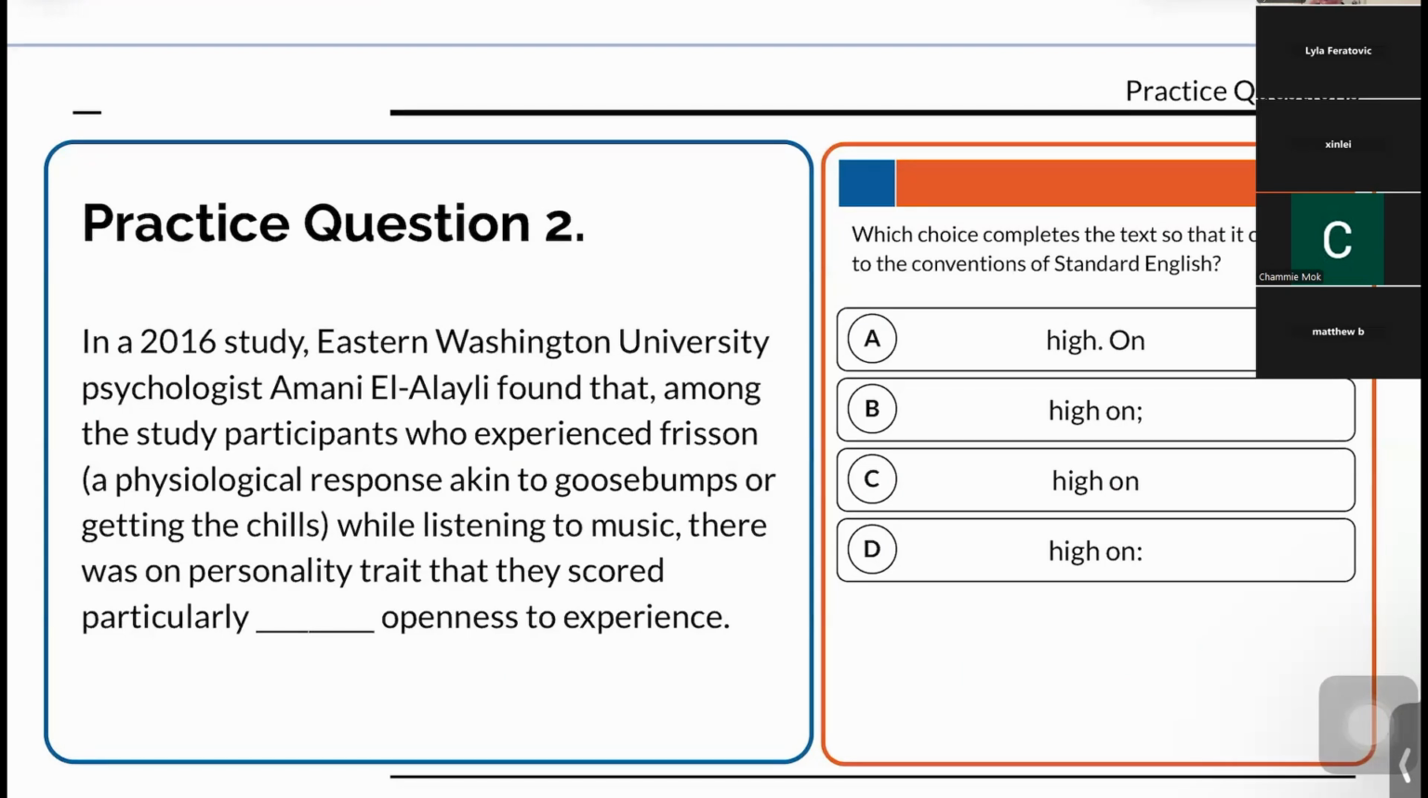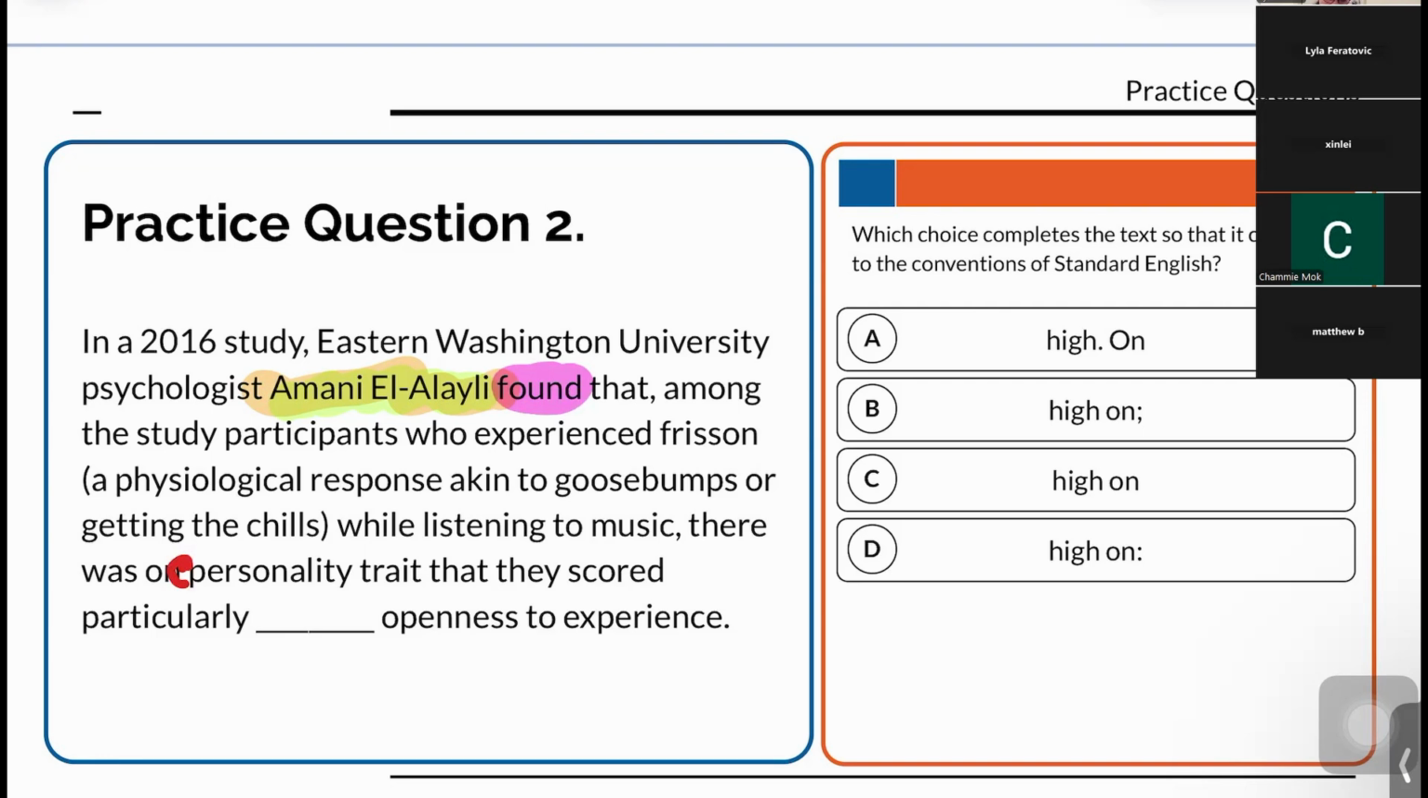We can't really chop out huge sections of the passage here, but we can still process. Do we have an independent clause beforehand? So in a 2016 study, Eastern Washington University psychologist Amani El Aleli. So that's a subject. This is a predicate, found. Okay, that sounds good. The study participants who experienced frisson while listening to music. There was, and that's supposed to say one. Sorry about that typo. There was one personality trait that they scored particularly blank.